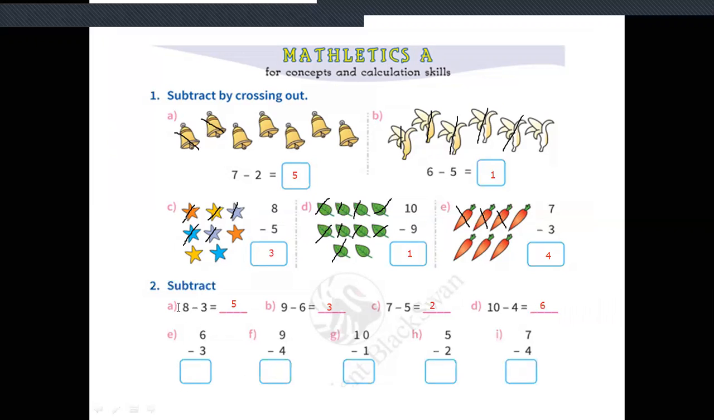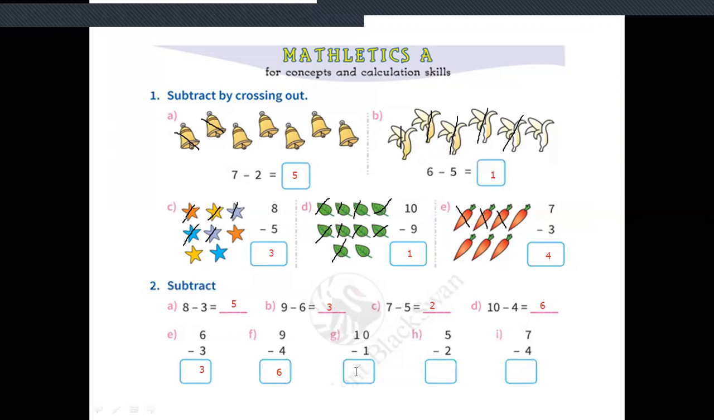Next, same way, this is the horizontal method. This is the vertical method. Okay, now 6 in your mind, 3 on your finger. Before 6: 5, 4, 3. Next, 9 in your mind, 4 on your finger. Before 9: 8, 7, 6. So 6 is the answer.